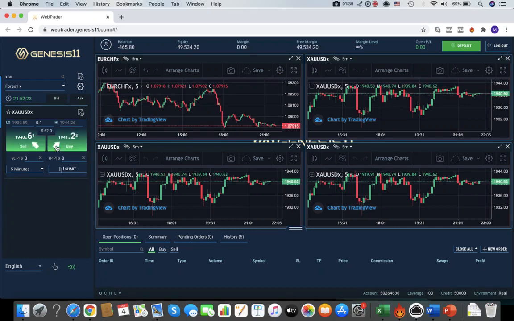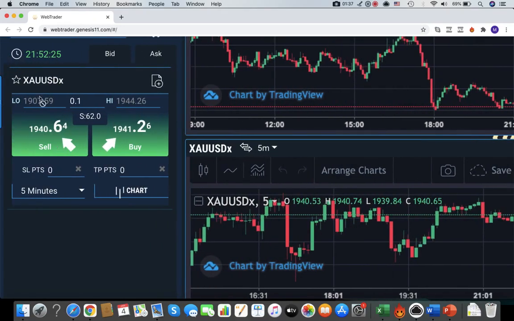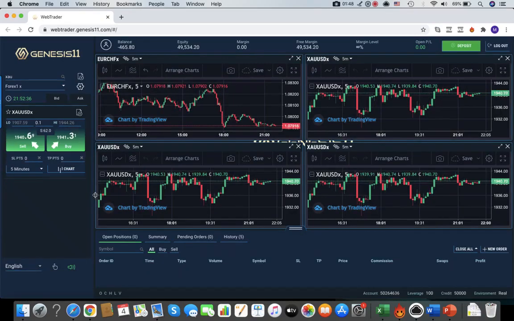And I'm going to zoom in so you can see after you click on XAU USD, you're going to get a buy and a sell, meaning that you can make money if an asset goes up. And you can always also make money if an asset goes down, which is another great feature of the Genesis 11 platform. So once I clicked XAU, it gave me XAU USD, which is gold. And now I want to buy gold.